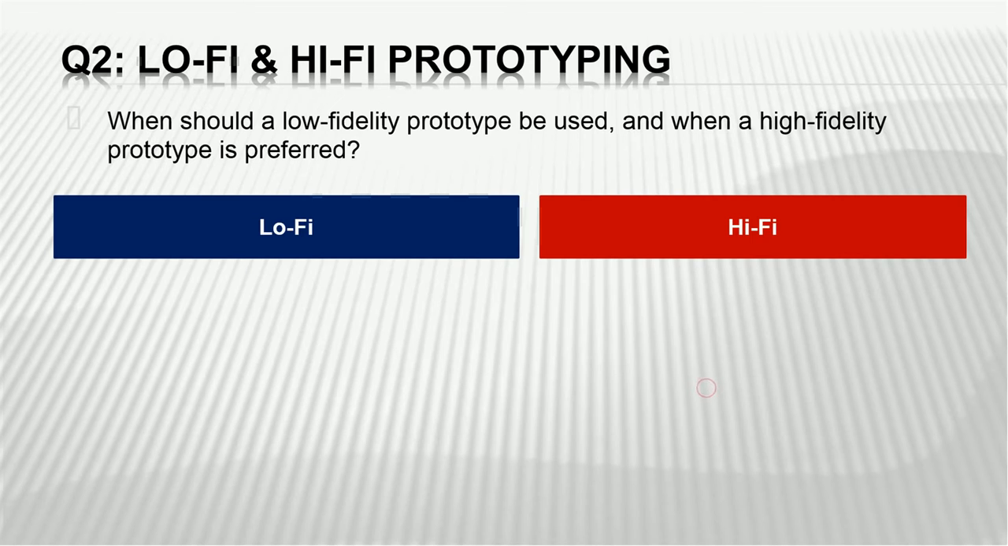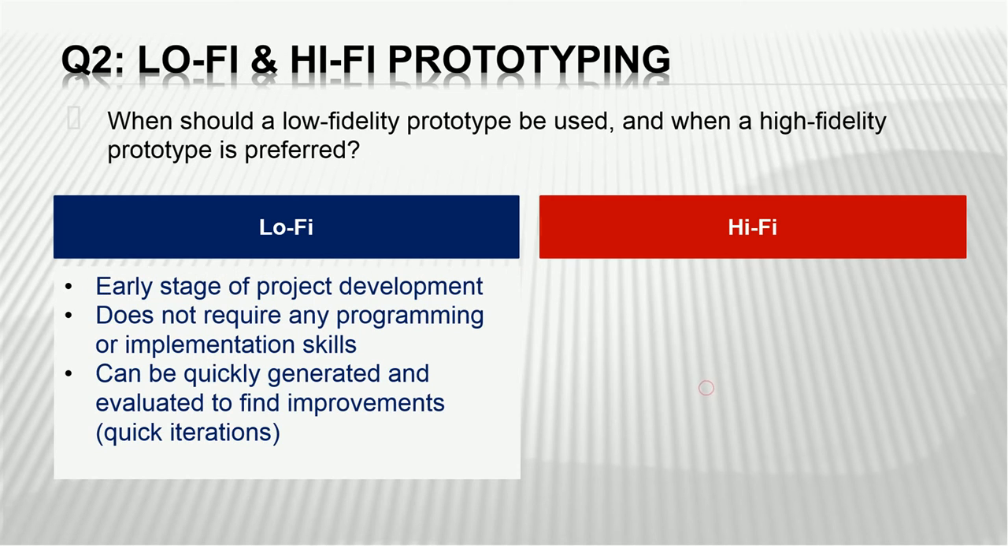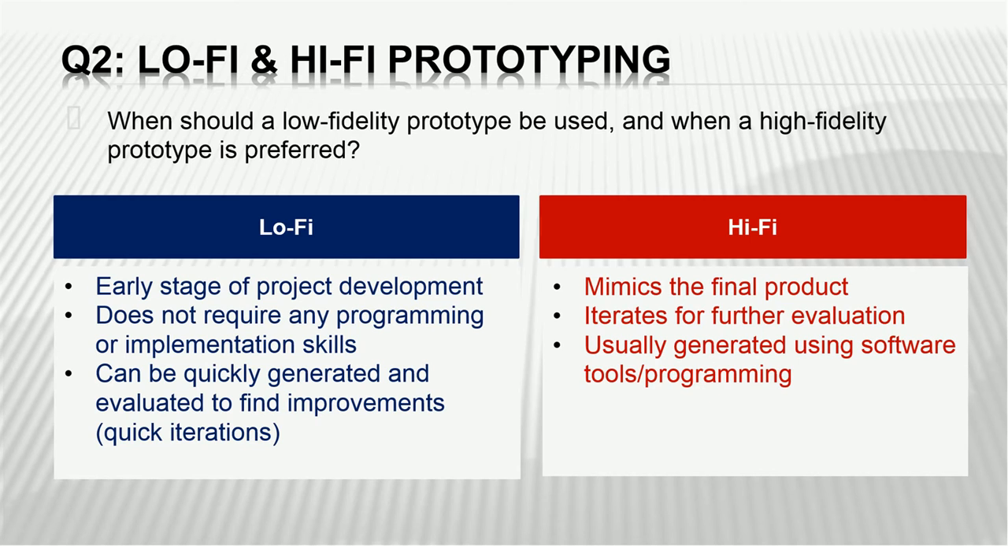When should a lo-fi prototype be used and when is a hi-fi prototype preferred? Lo-fi is used in an early stage of project development. Since it does not require any programming or implementation skills, it can be quickly generated and evaluated to find improvements via several quick iterations. In contrast, hi-fi mimics the final product and is usually generated using software tools or programming. Further evaluations of hi-fi is achieved through iterations.